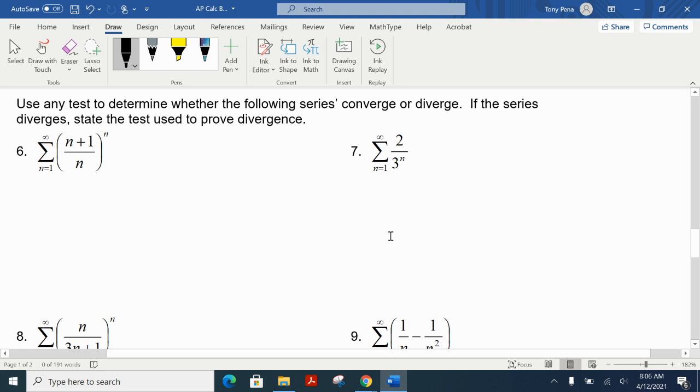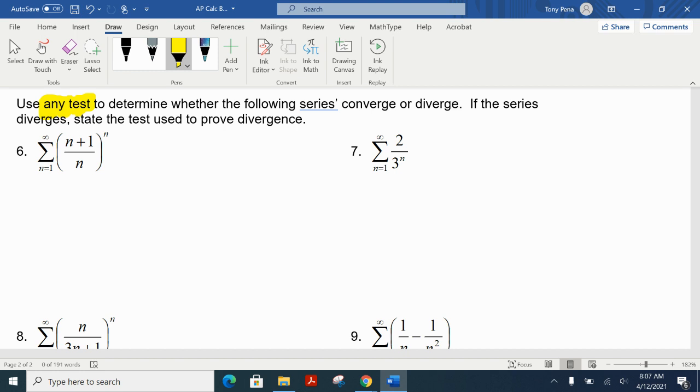So on the next page then, what we're going to dive into is any test. So now we have all those tests that we listed at the beginning of the notes. So if you go to the top of that first page, we have all the previous tests mentioned. Now we have a ratio test. And we can now use any test to be able to determine if the following series converge or diverge. Ideally, we want to be using the most efficient, quickest method.